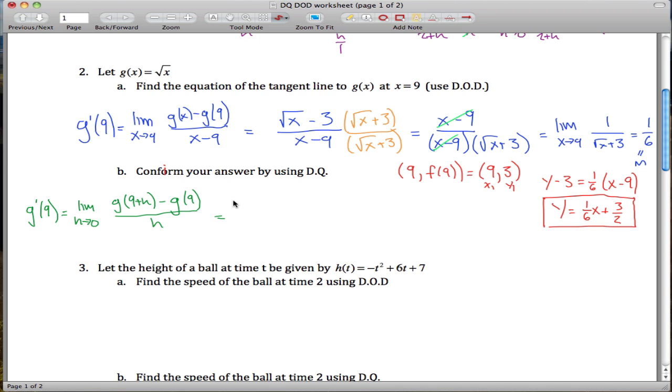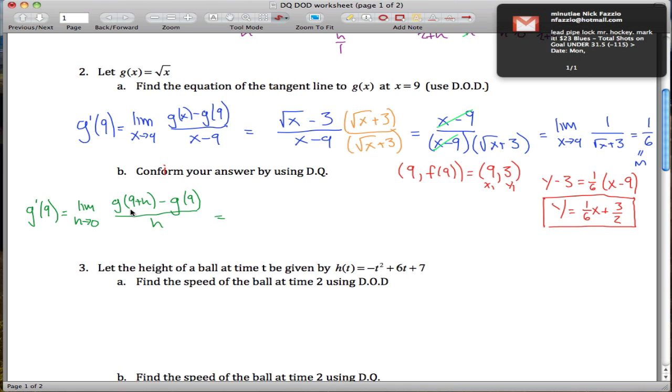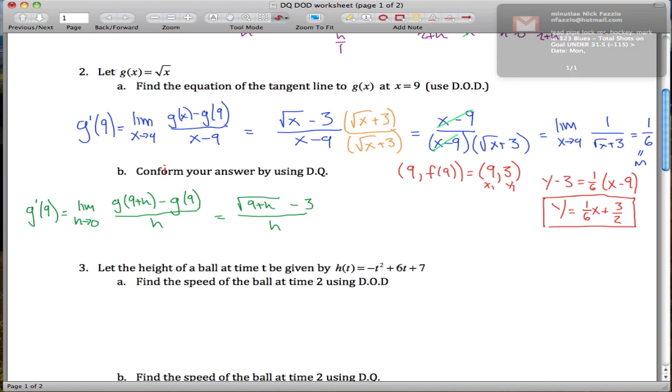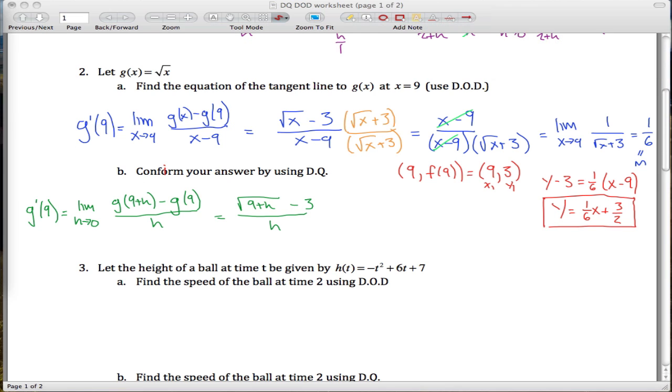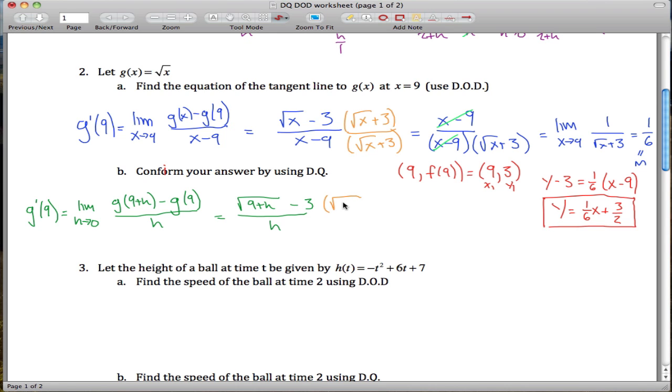So it is the limit. Actually, I'm not writing the limit each time, I'll leave that out. g of 9 plus h is the square root of 9 plus h minus the square root of 9, which is 3, divided by h. I want to cancel out this h. The only trick we have for doing these is multiplying by the conjugate. So let's see, I should switch colors. Maybe we'll go to orange and multiply this times the square root of 9 plus h plus 3 over the square root of 9 plus h plus 3.